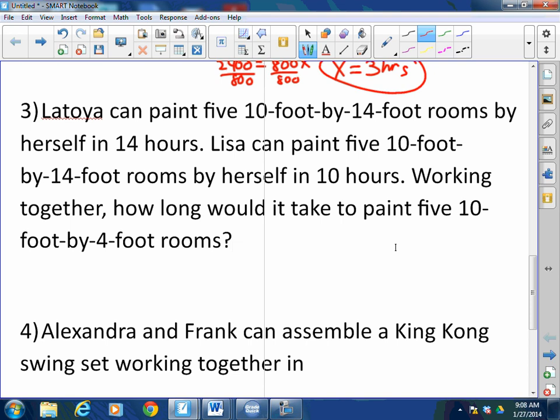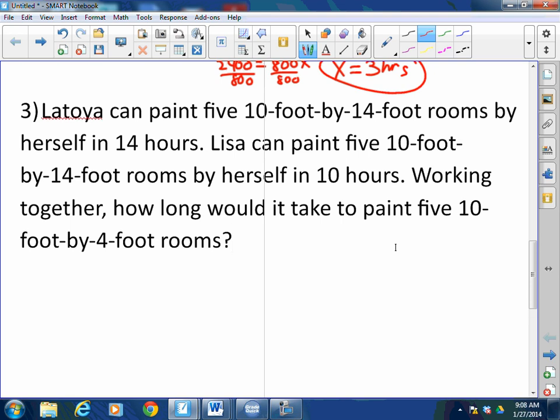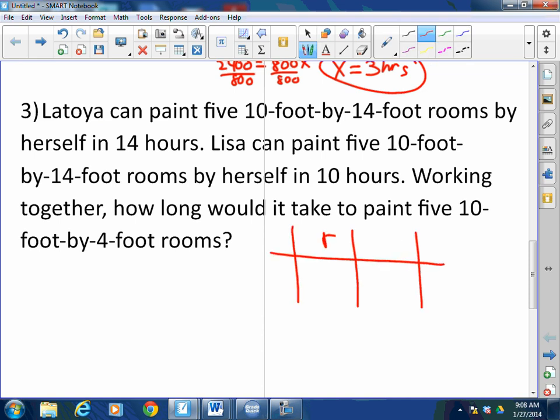LaToya can paint 10 foot by 14 foot rooms by herself in 14 hours. So this is very similar, okay, to the distance problems, because rate times time equals work done. Lisa can paint 5 10-foot by 10-foot rooms by herself in 10 hours. Working together, how long would it take to paint 5 10-foot by 14-foot rooms? This should be 14-foot rooms.